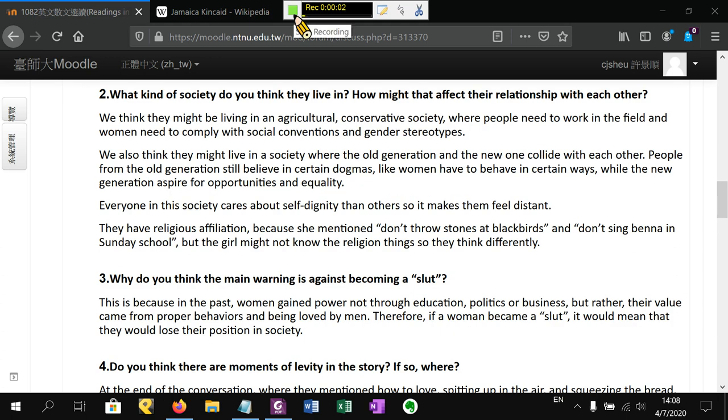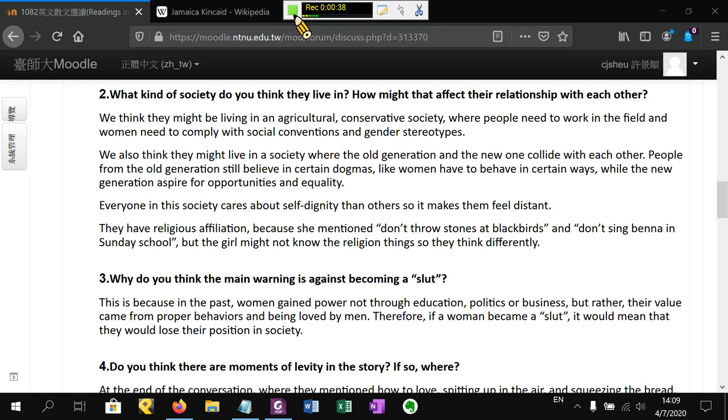Question two, what kind of society do you think they live in? How might that affect their relationship with each other? So most of you noted that it seems to be a conservative society, a traditional society, an agricultural society, because there's lots of farm work and yard work. And all of these are pretty accurate, and it's true that only in a conservative kind of society would there be so many instructions about how to be a good girl or a good woman.